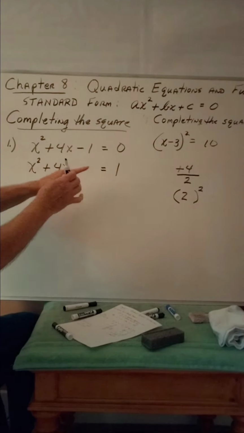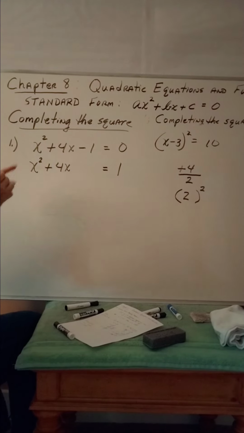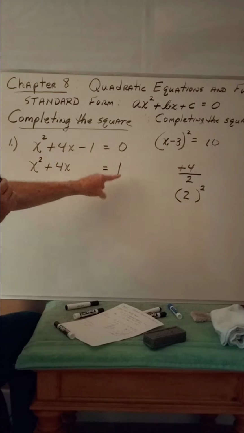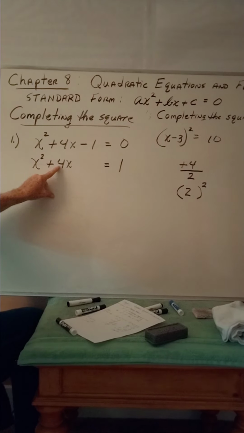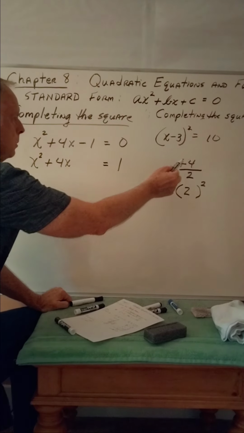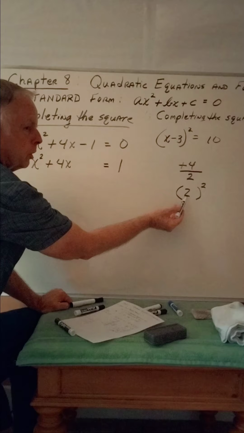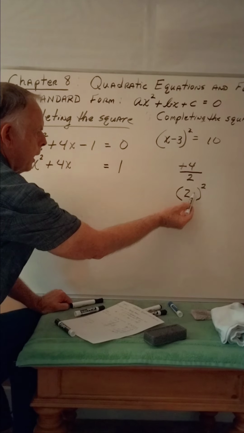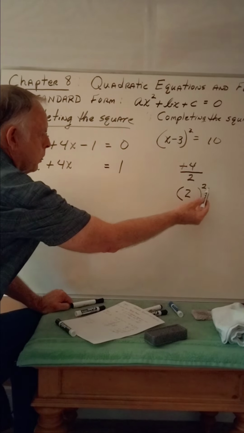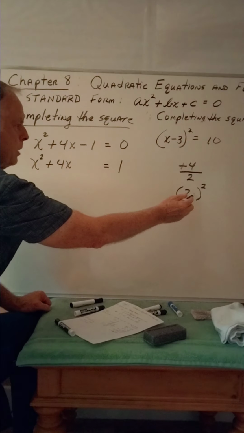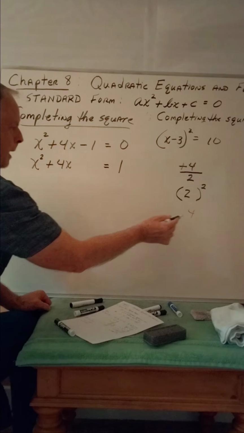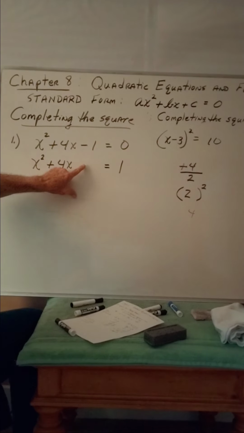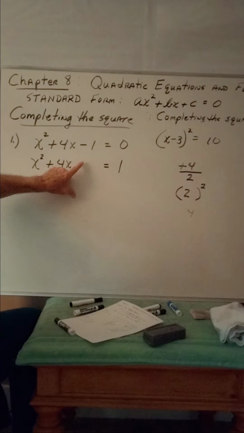So let me restate those. We move the constant term over to the other side. We take the coefficient of the linear term and divide it by 2. 4 divided by 2 is 2. It's important, put it in a house. Then we're going to square it. And that result that we get, which is 4, we're going to take that positive 4 and put it right here in this empty spot.